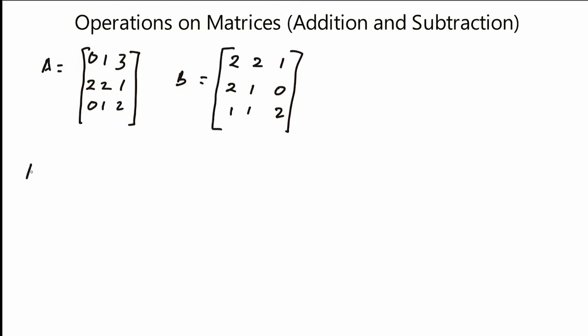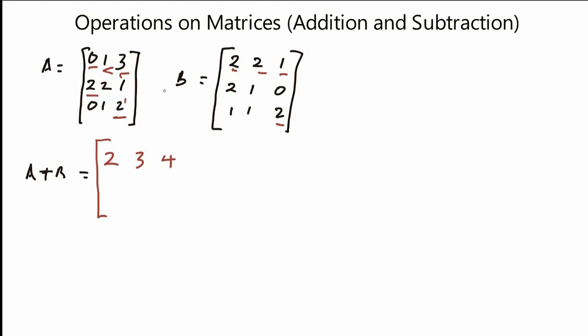So we are told to get A plus B. For A plus B, like we've said before, we are adding 0 to 2, 1 to 2, 3 to 1, all through until 2 plus 2, which is the last element in the third row of that matrix. So for this case, we have 0 plus 2 gives us 2, 1 plus 2 will give us 3, and 3 plus 1 will give us 4. So we have in the first row 2, 3, and 4.